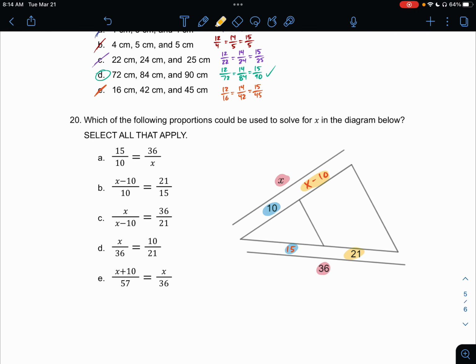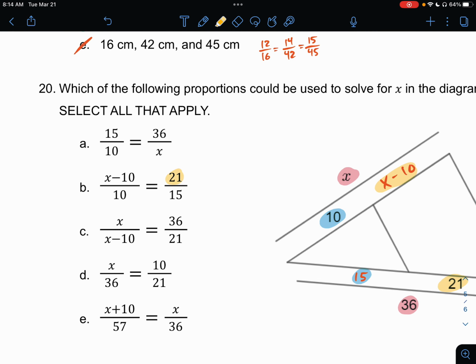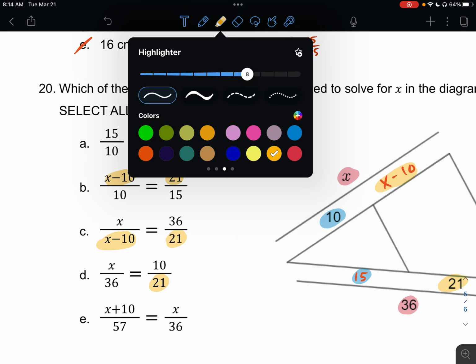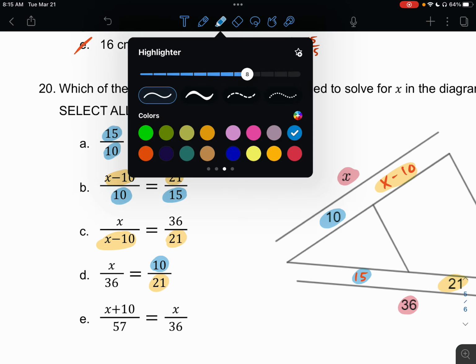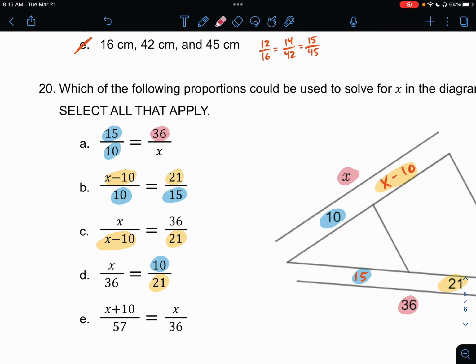Now I'm going to go over to my options and highlight those. So the x minus 10, I highlighted that yellow, same with the 21. So everywhere I see a 21 or an x minus 10, I'm going to highlight it in yellow. So there's my 21s, those are my x minus 10s. All right, so the blue, that was the 10s and the 15s. So everywhere I see a 10 or a 15, just by itself, I'm going to highlight those in blue. And then I have the x and the 36 were highlighted in red. So everywhere I see an x and a 36, I'm going to highlight those in red.